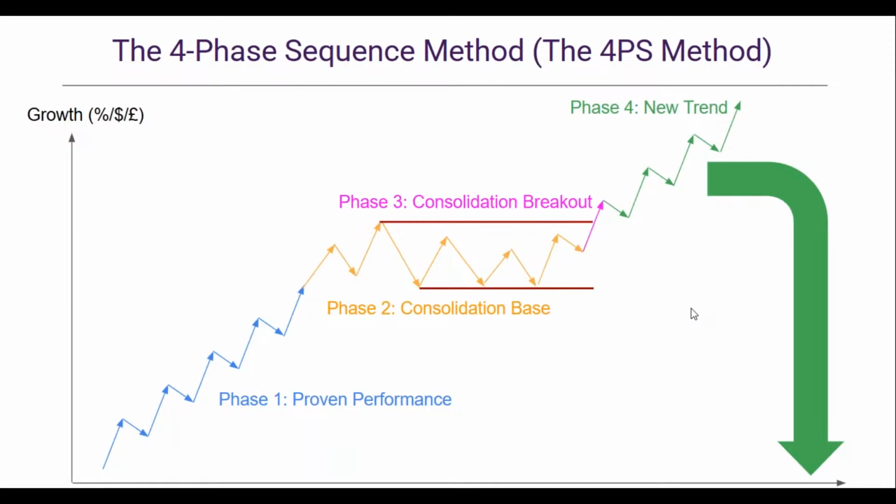Okay, so the 4PS method is what the MET has been programmed to look for. Stocks that are entering phase 4.